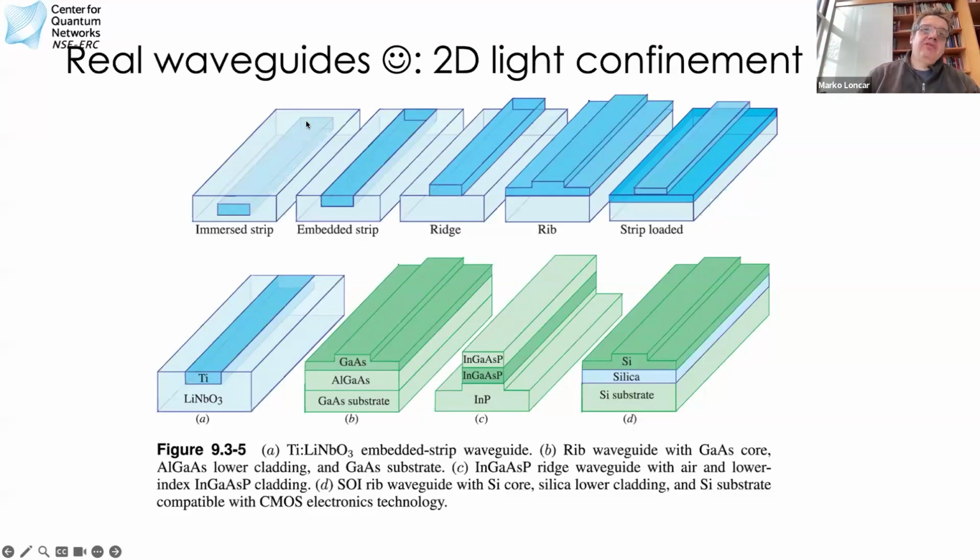Unfortunately, the math of this is actually quite involved, and there are a few exceptions, in so-called low index contrast waveguides, but almost never do we actually use an analytic solution to study these waveguides. We often resort in integrated photonics to tools like finite element modeling or finite difference time domain modeling.